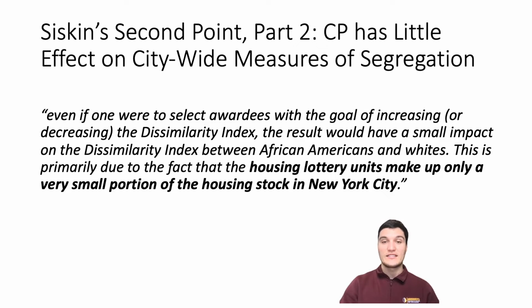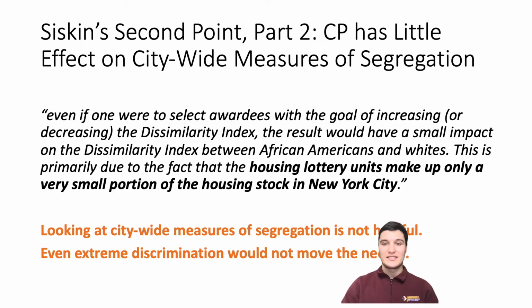And that's just because the number of housing units that are being allocated through these lotteries is very small relative to the city's entire housing stock. So this also seems like an extremely weak argument, because basically, even if you had a policy that explicitly excluded one racial group from these units, it wouldn't really move the needle on this citywide dissimilarity index. So that's not really a very good argument.